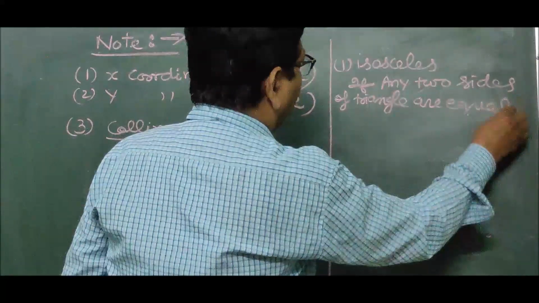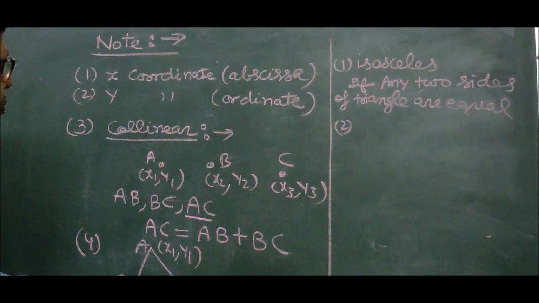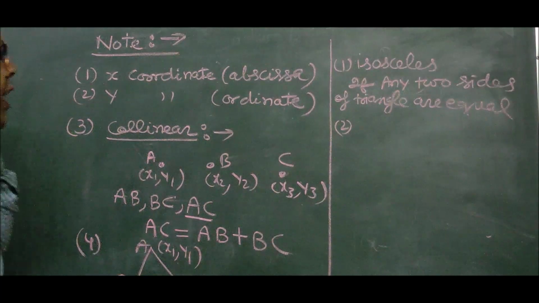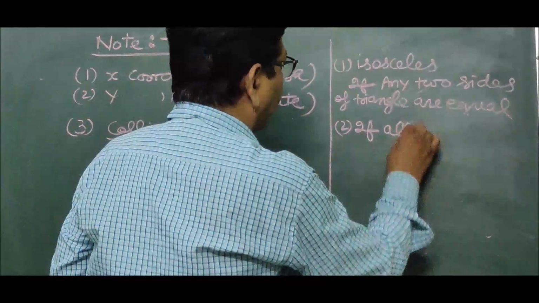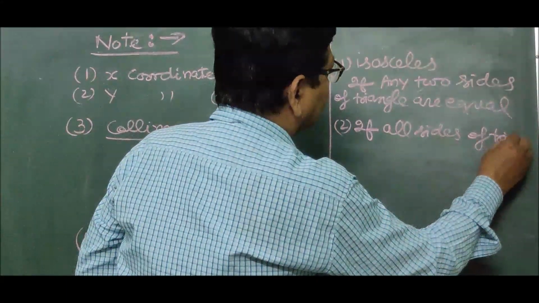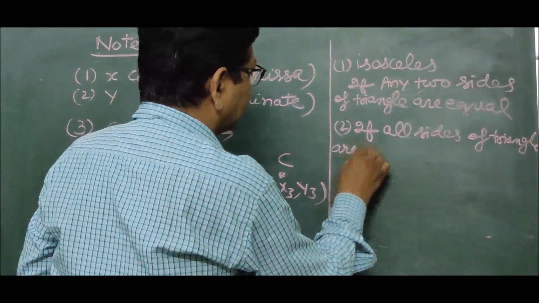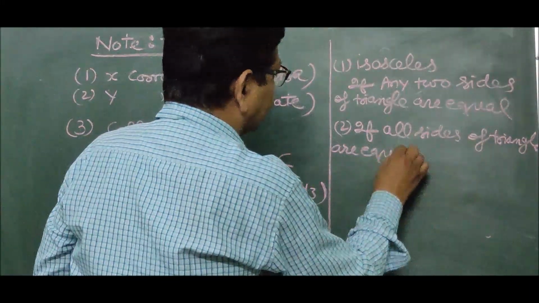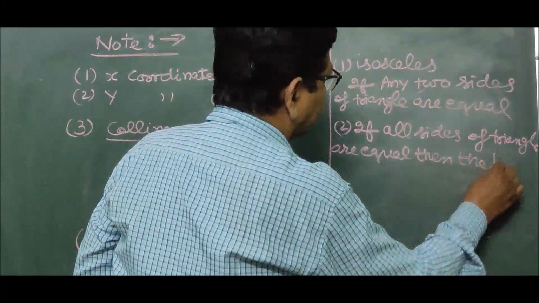If all the sides of the triangle are equal, AB equal to BC equal to AC, all sides are equal, then the triangle is equilateral.